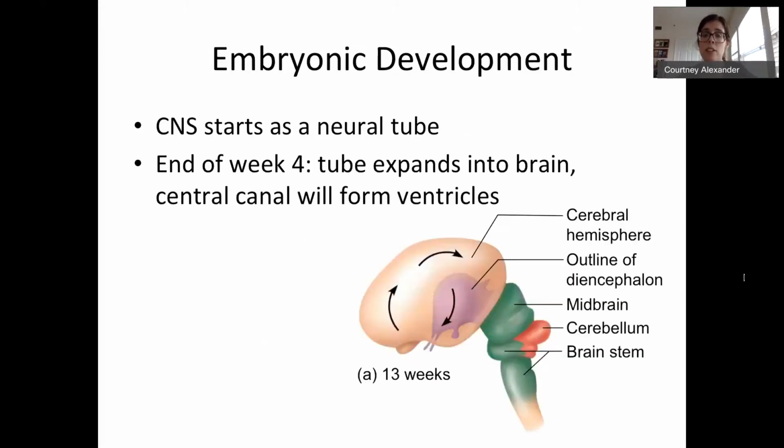Again, as a reminder, our central nervous system, brain and spinal cord, for humans starts as a neural tube. At the end of week 4 of embryonic development, so very, very early, that tube is going to expand and start to form a brain. And the central canal will eventually form the ventricles. So neural development is one of the first things that happens in embryonic development.